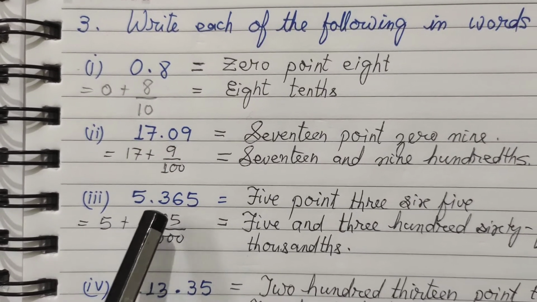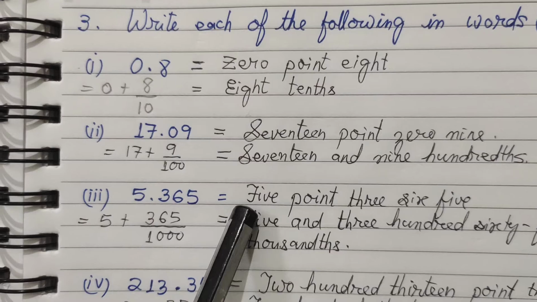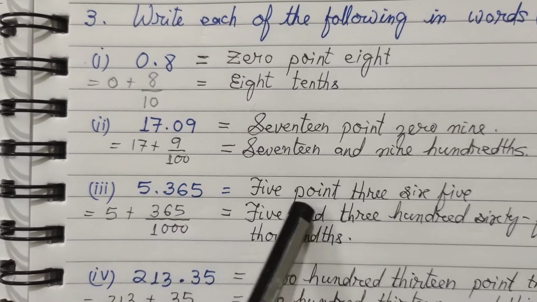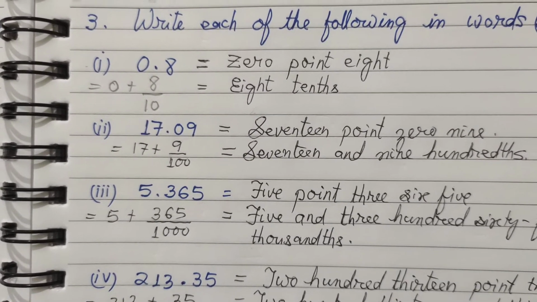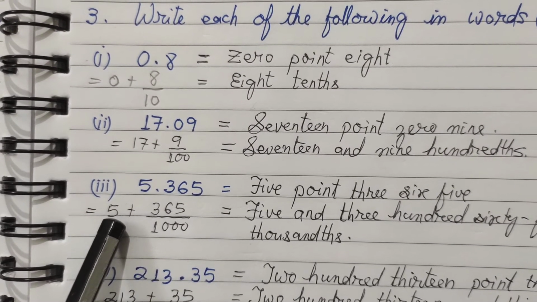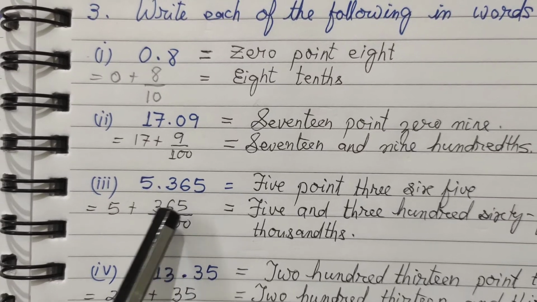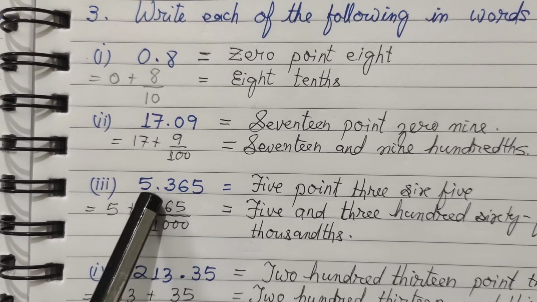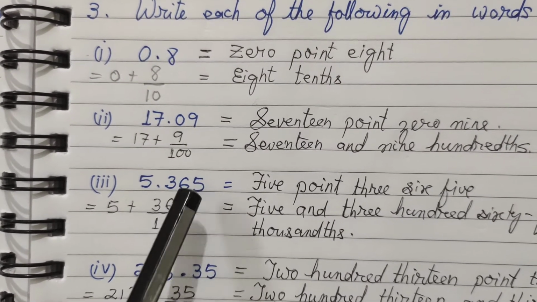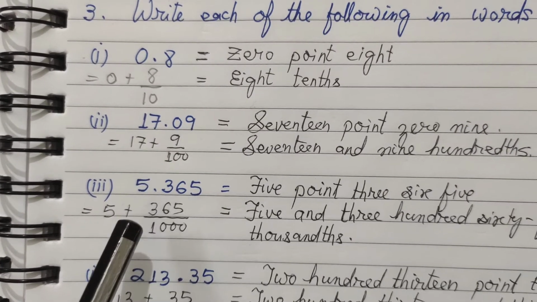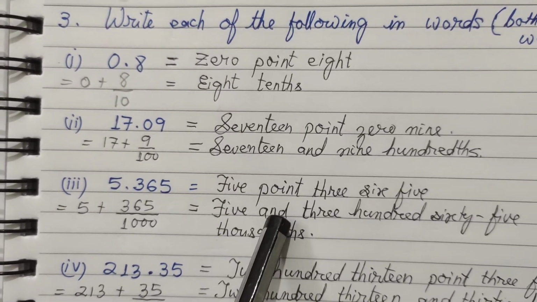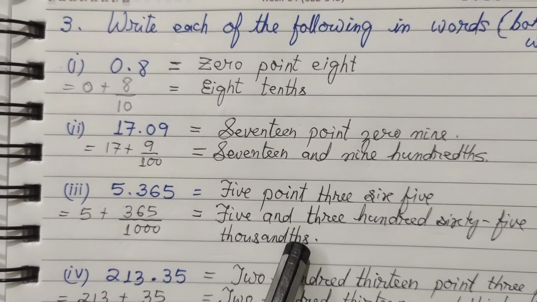Next one is 5.365. So in words you write it as it is given in the decimal number. 5.365. So again you split it up and write it like this. 5 is our whole number, so 5 will be written separately. After the point you have 365, so here I have written 365 in the numerator. The point is our 1, so I wrote 1. After the point 3 digits are there, so 3 zeros. So 365 by 1000 can be written as 365 thousandths. So 5 and 365 thousandths.